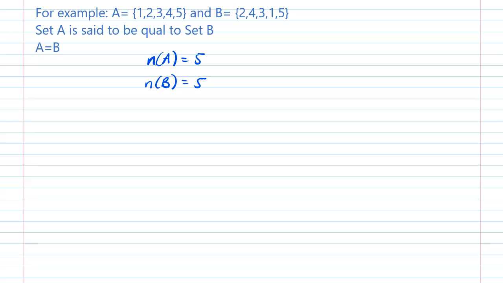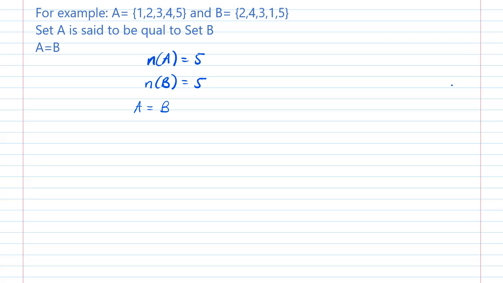So you have 1 in A, you also have 1 in B. You have 2 in A, you have 2 in B, until you reach 5. So this is why we can say that set A equals set B. And as you can see, the arrangement of the set doesn't matter. We don't care about how the elements are arranged, as long as the two criteria are met.